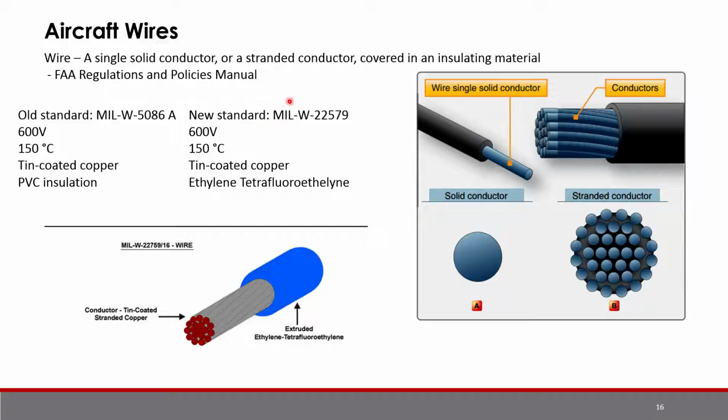And the wires are built to a military standard, a mil spec. You have mil spec right here, and then W for wire. The old standard was this 5086A, A for aircraft, but now it's the 22579. They both have the same specs, but they changed the insulation, going from a PVC or nylon insulation to an ethylene tetrafluoroethylene insulation, or ETFE. Here we can see a diagram of a strand. We have multiple conductors twisted together in a strand, and the wires are tin-coated copper, which are supposed to withstand 600 volts and temperatures up to 150 Celsius. And here's the coating, this extruded ETFE.